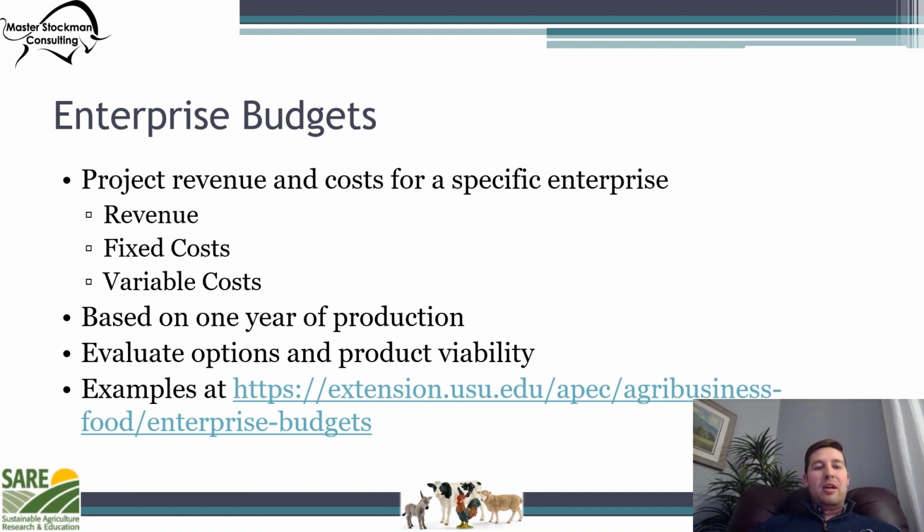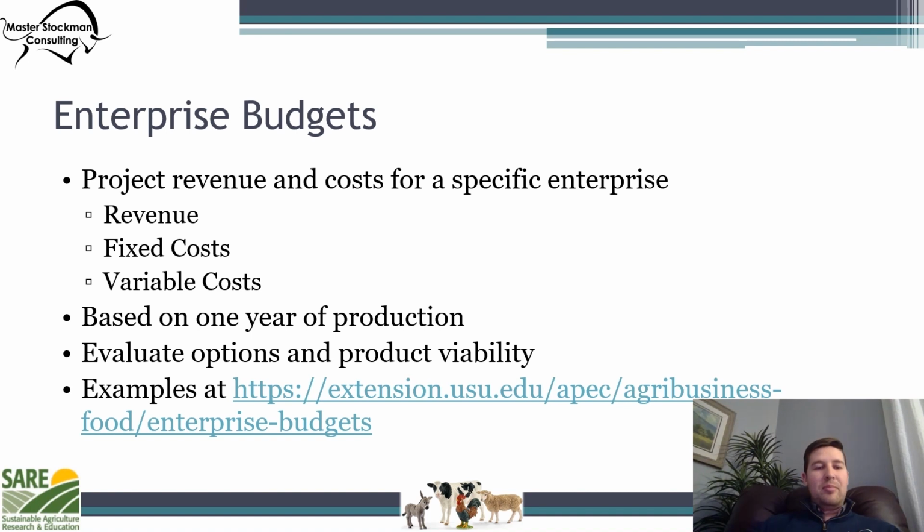Now, enterprise budgets, like the other principles that we've gone through so far, don't just apply to farm fresh eggs. Really, these can apply to any size business, any size operation. The key here is, you just go through and look at how much you plan to make and try to list out all of the costs that you might have associated with that so that you have a good plan going forward.